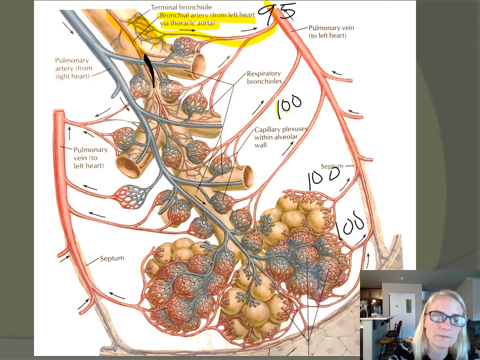So here's another, if we're gonna, man, I cannot get away from that black highlighter.